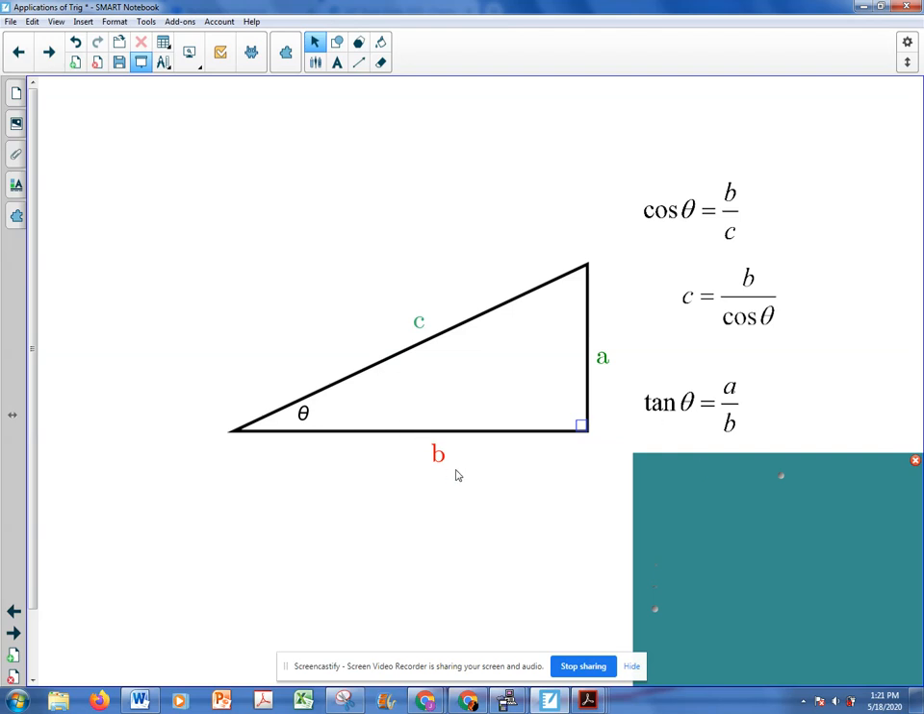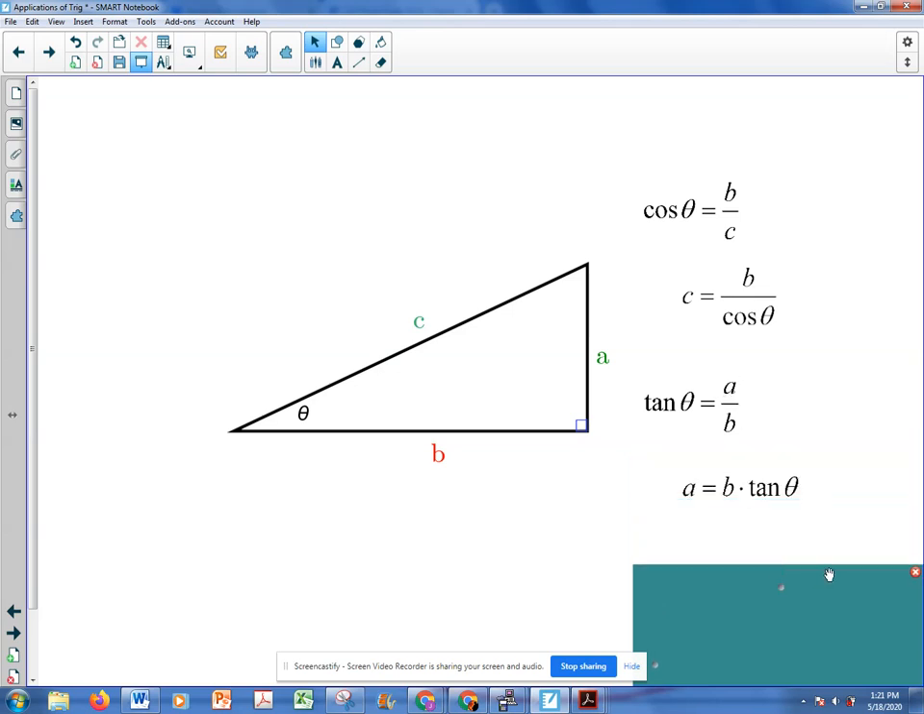All right, and the last side. So now I want to do A. That's a tangent again. I know B. So I want to get A. So this time all I have to do is multiply both sides by B, and A will be all by itself, and you get B times tangent theta. And one more? Or did we do them all?